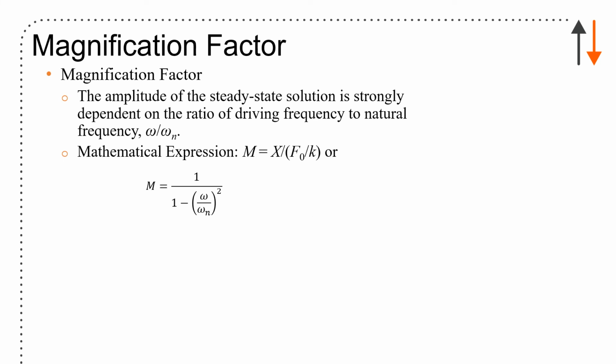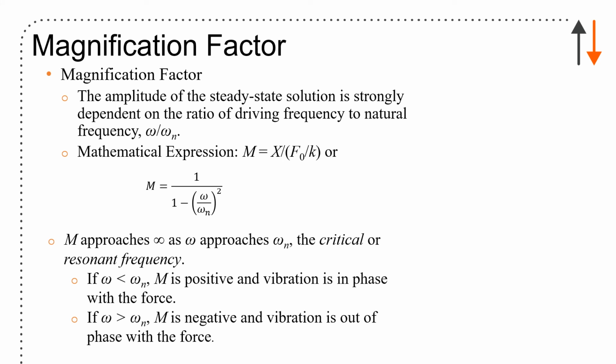The amplitude of the steady state solution is strongly dependent on the ratio of the driving frequency to the natural frequency. All it is is 1 over 1 minus the ratio of omega over omega n, squared. As you approach closer and closer to 1, your magnification factor will approach infinity. M approaches infinity as omega approaches omega n, the critical or resonant frequency.